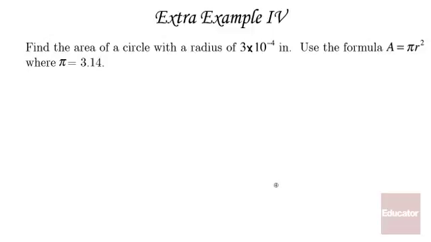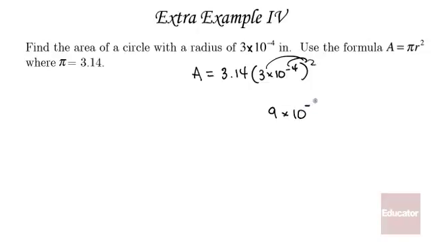Find the area of a circle with the radius of 3 times 10 to the negative 4. Use the formula area equals pi r squared. And we're going to use 3.14 for our pi value. So first I'm going to do some substitution. 3.14 times 3 times 10 to the negative 4 squared. So let's expand that. 3 squared is 9, and negative 4 times 2 is negative 8.